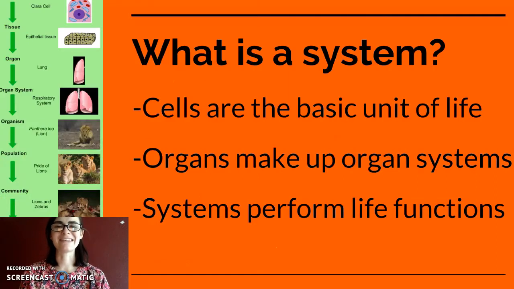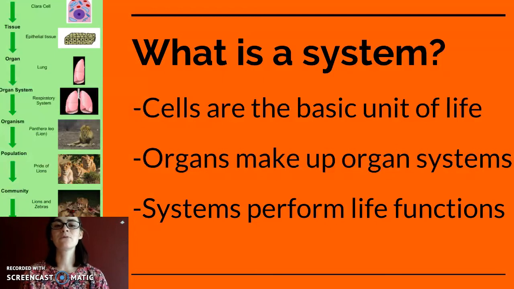So, what is a system? You should have learned in 6th grade that cells are the basic unit of life. So just like bricks come together to form a house, cells come together to form an organism or any living thing. So the cells form what is called tissue, and that tissue forms organs, and the organs come together to form organ systems. And these organ systems perform life functions.